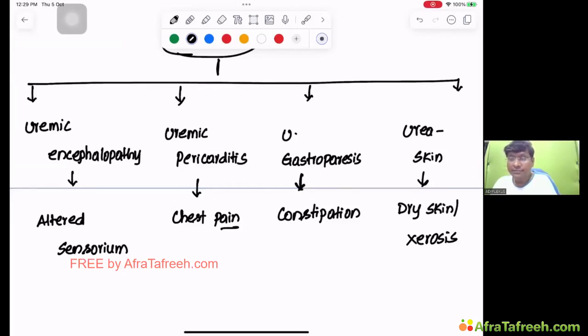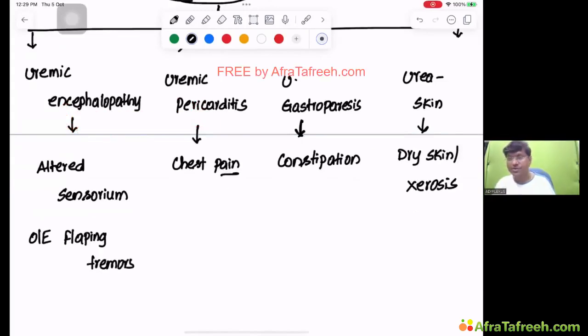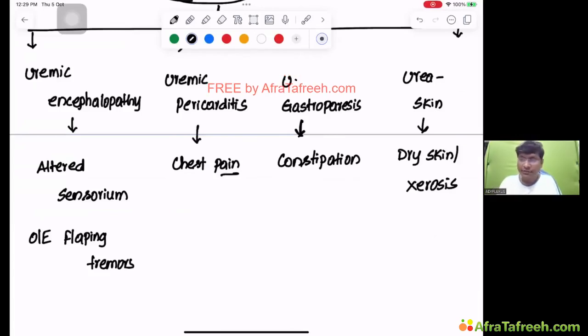But how can you tell that the individual has developed uremic encephalopathy? There is altered sensorium, and then on examination you have the presence of flapping tremors. Okay, so these are the two things which will tell us the individual has gone into uremic encephalopathy. But there is no cutoff value at which the individual will develop uremic encephalopathy. It all depends upon individual variation, right?